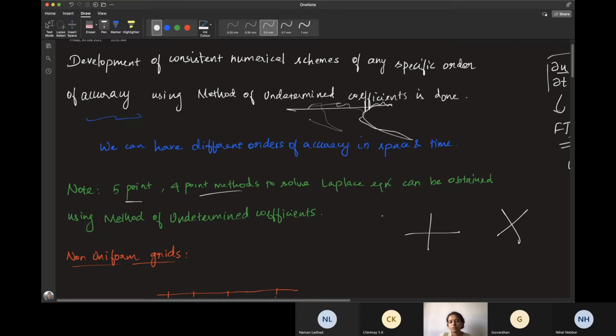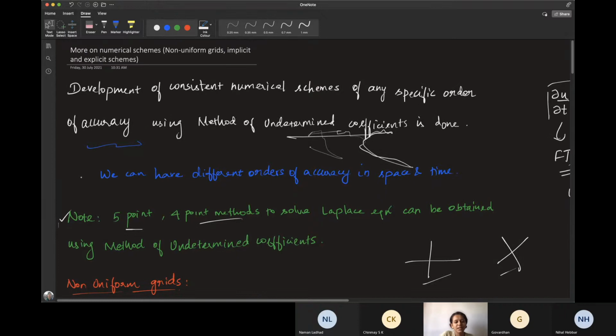Okay, so you have gone through these things, so I just wanted to make it a point that it's possible to obtain those expressions from the method of undetermined coefficients. You can try those. So this is something that we have seen last time. Everything that we did last time was for uniform grids.